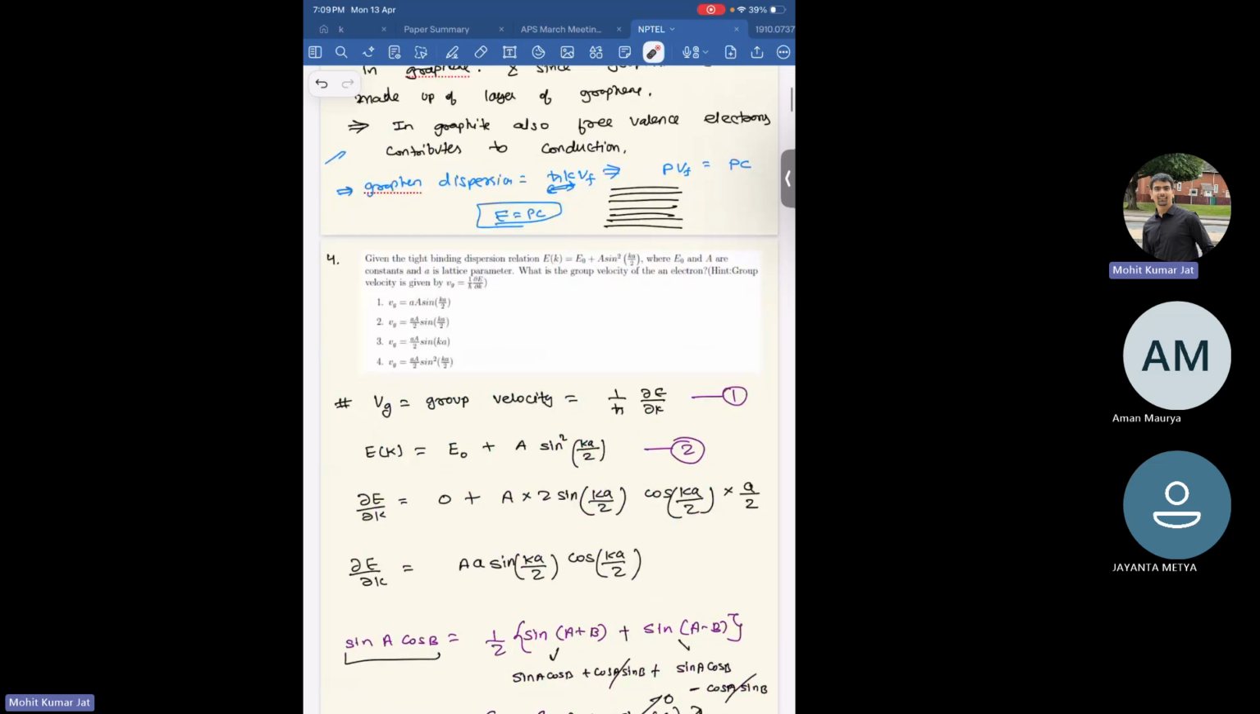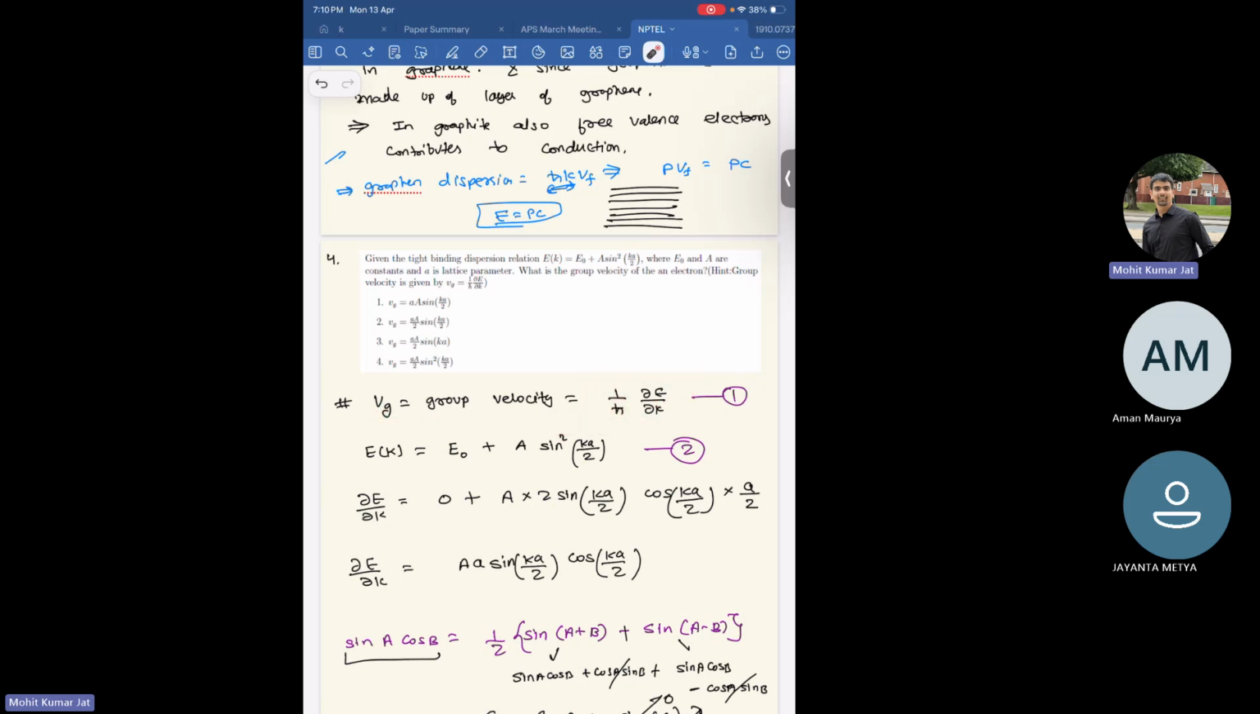Now we can move on to develop the theory more around the group velocity. If your energy versus wave vector relation, E versus k, is given, then you simply have to take the derivative of energy with respect to k, del E by del k, and multiply it by 1 by h bar. You will get the group velocity.